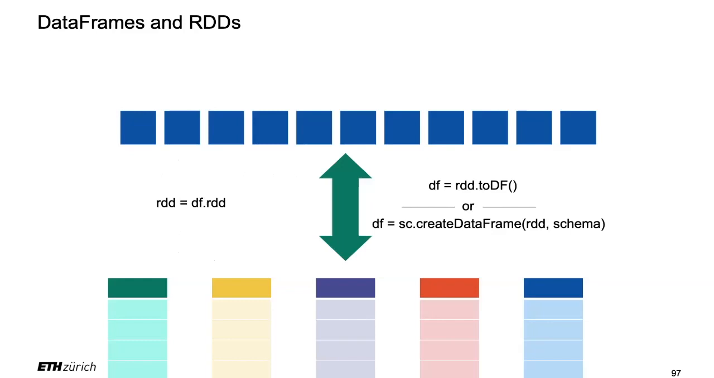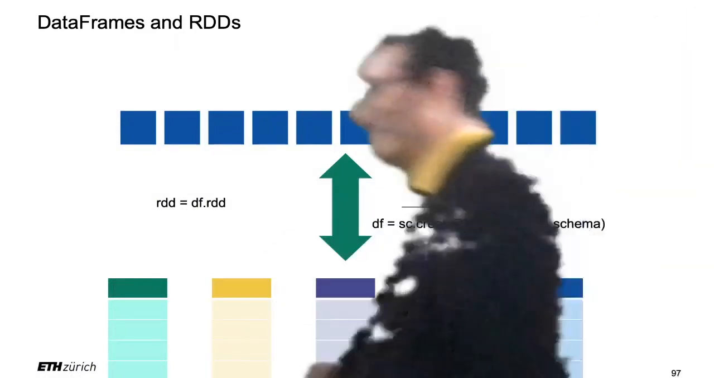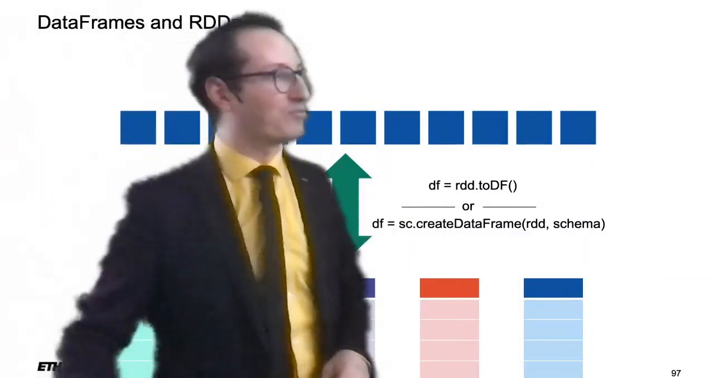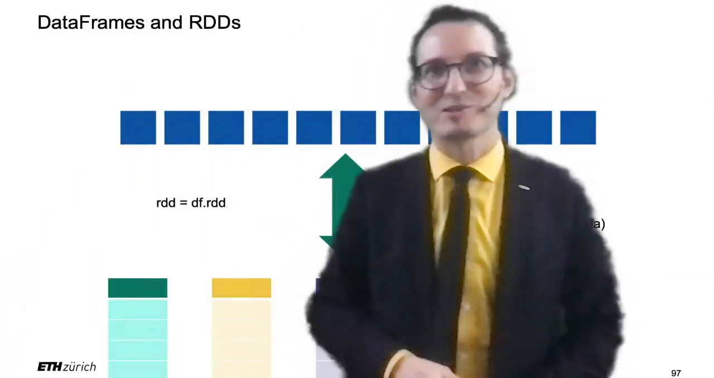That's my final slide of Spark, where you can see that you can go back and forth between RDDs and data frames, right? So you can turn RDDs into data frames and data frames into RDDs. But you know, it's 5 and that's the last slide.